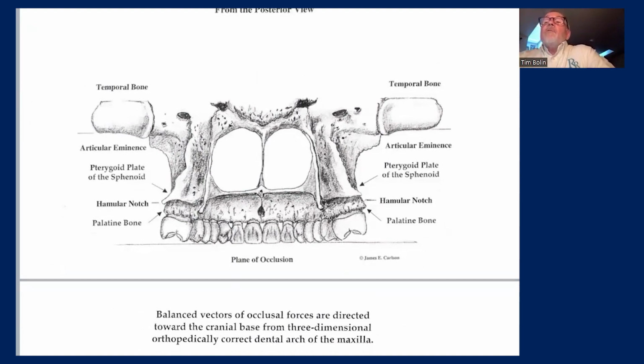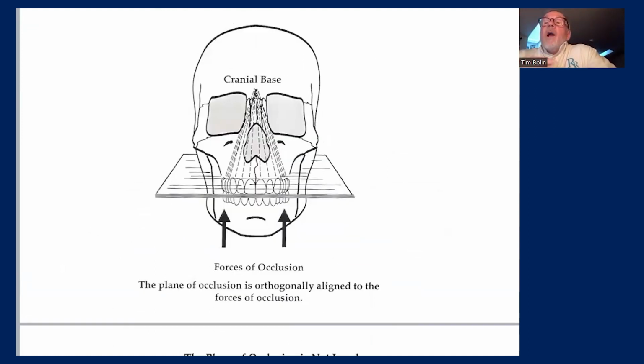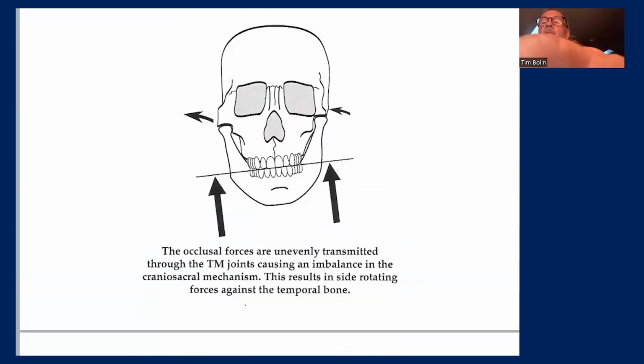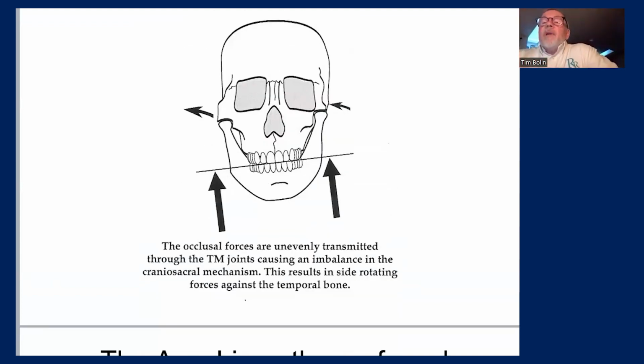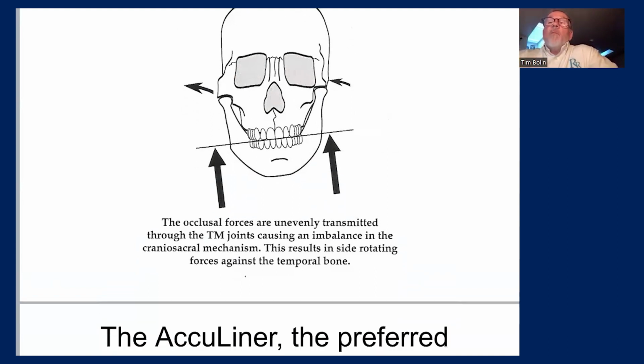Balanced vectors of occlusal forces are directed toward the cranial base from a 3-dimensional orthopedically correct dental arch of the maxilla. You see this nice triangle, all those occlusal forces aligned in the cranial base. When things are cattywampus and occlusion is not level, the occlusal forces are unevenly transmitted through the TM joints, causing an imbalance in the craniosacral mechanism. This results in side rotation forces against the temporal bone.